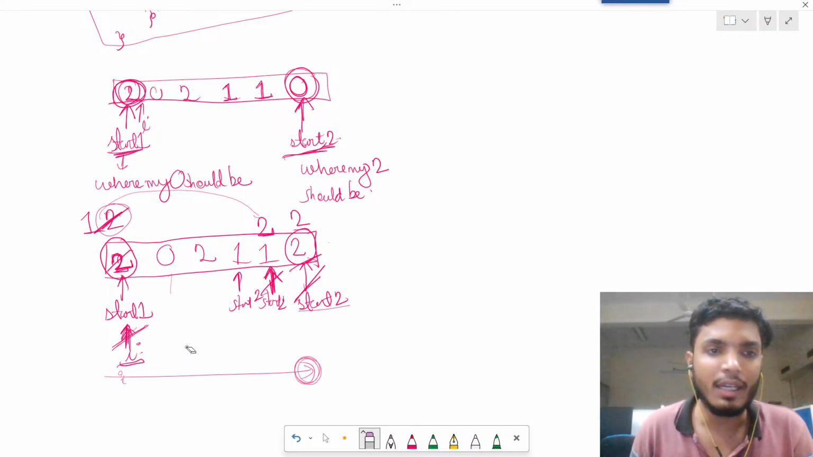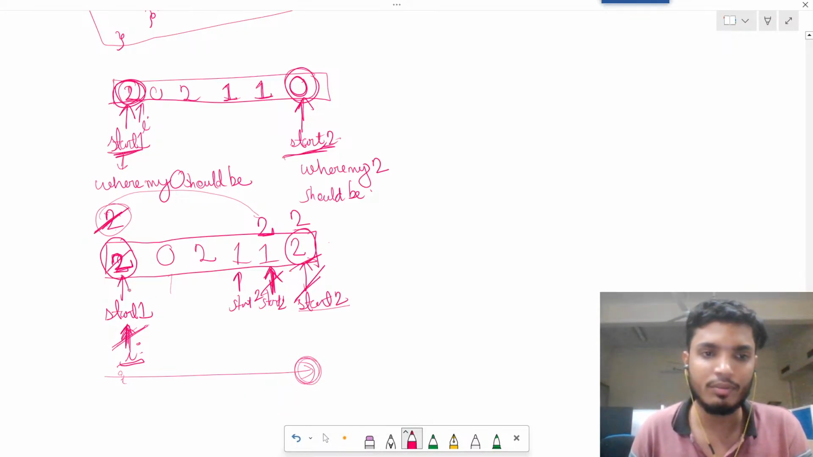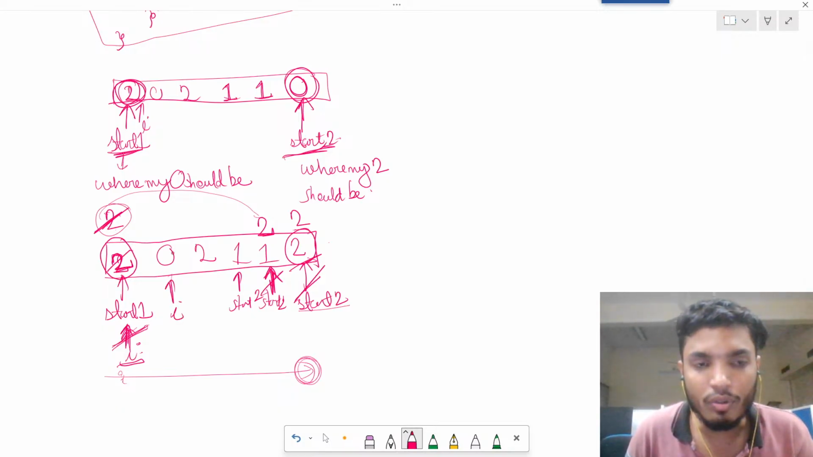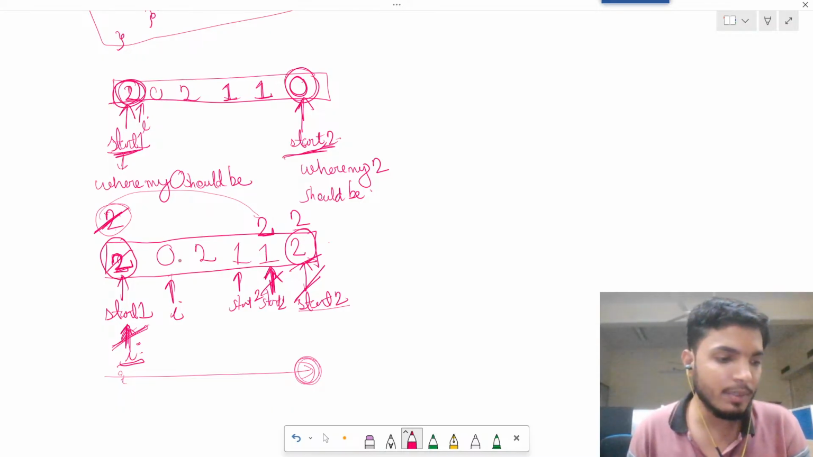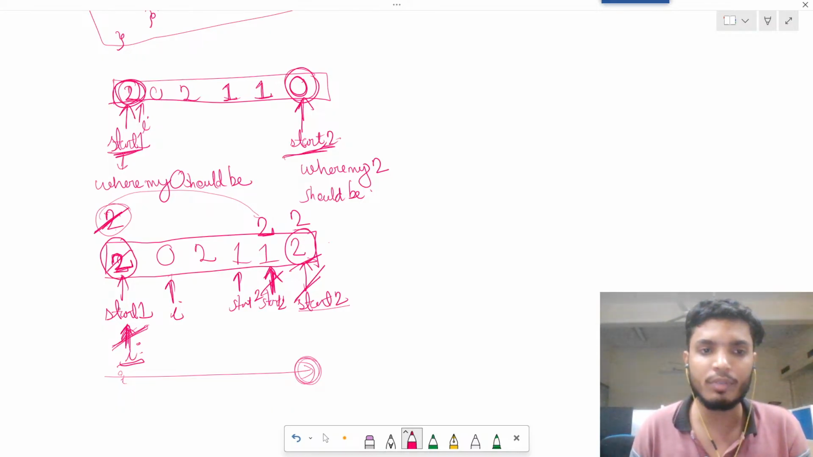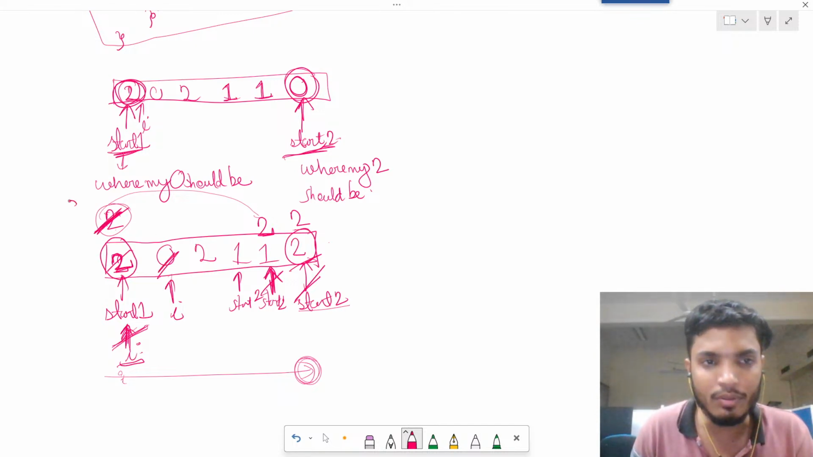Okay, now what is this? This is 1. As soon as 1 came, you advanced I. You just swapped I here. See, now what happens? 0 comes. As soon as 0 comes, where will the 0 be? 0 will be at the start 1 position. 0 should be here. So you will swap this and this. So here it will be 0.